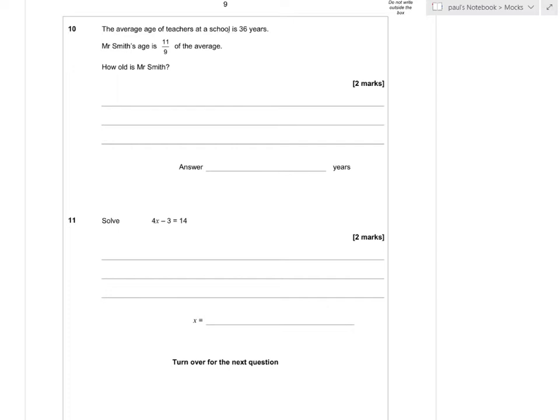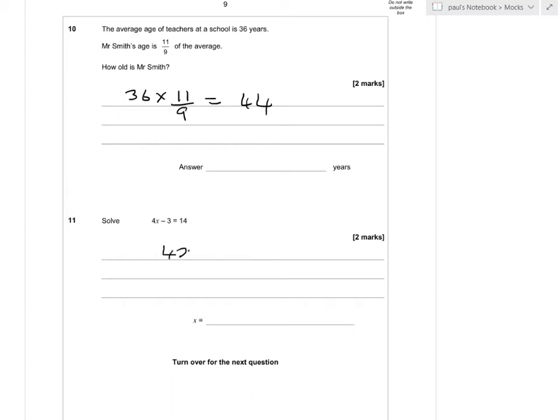The average age of teachers at school is 36. Mr. Smith's age is 11/9 of the average. So 36 times 11/9. So 36 times 11 divided by 9. Mr. Smith looks as though he's 44. He's 44 years old.